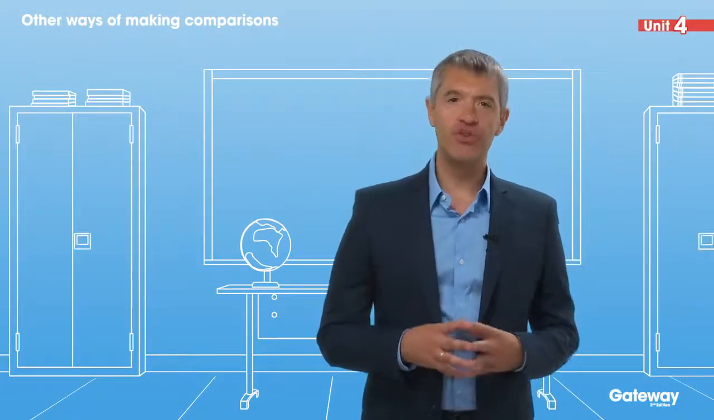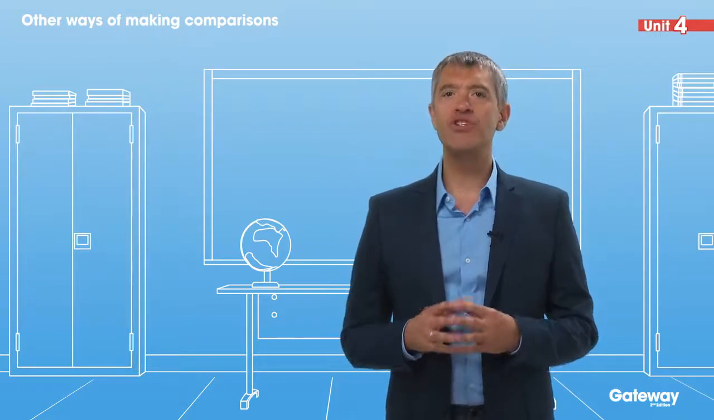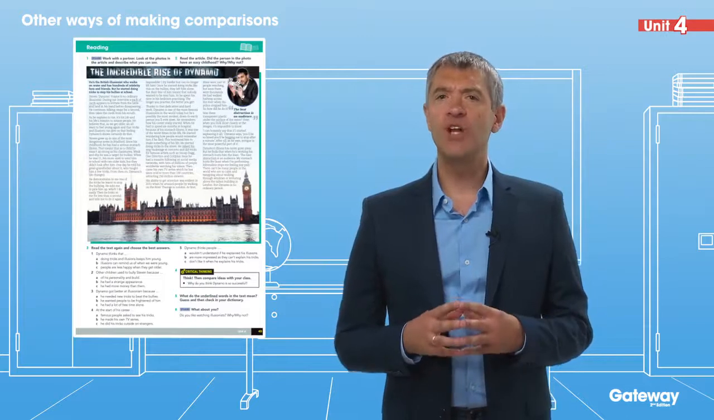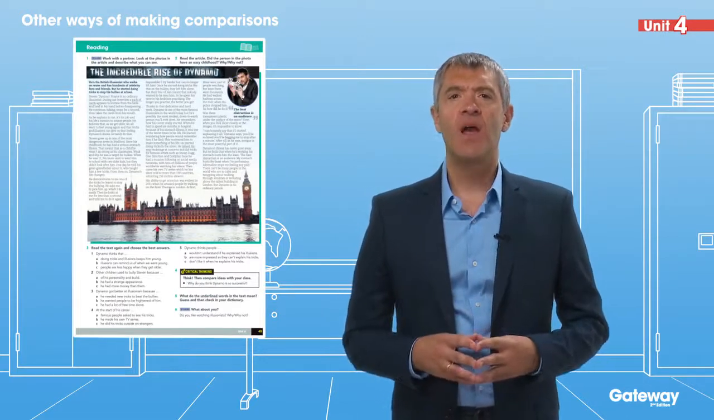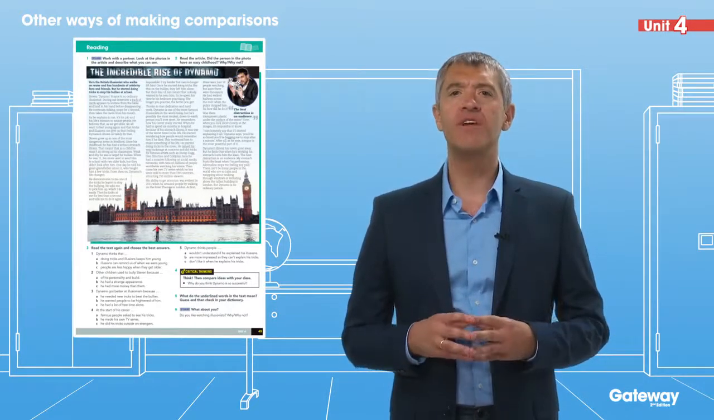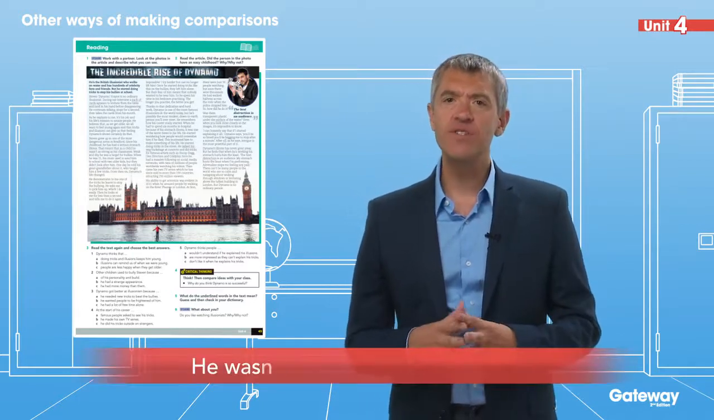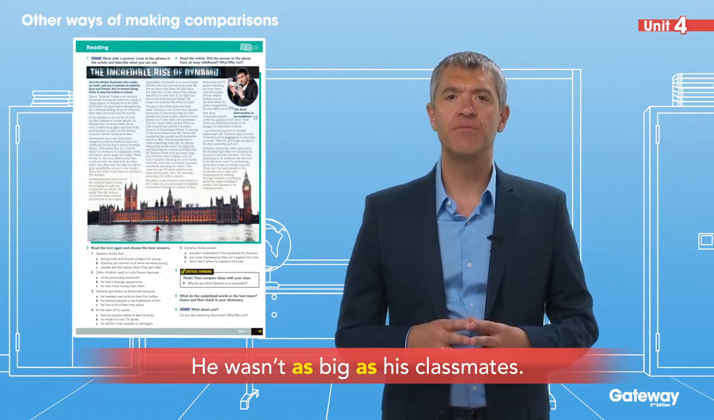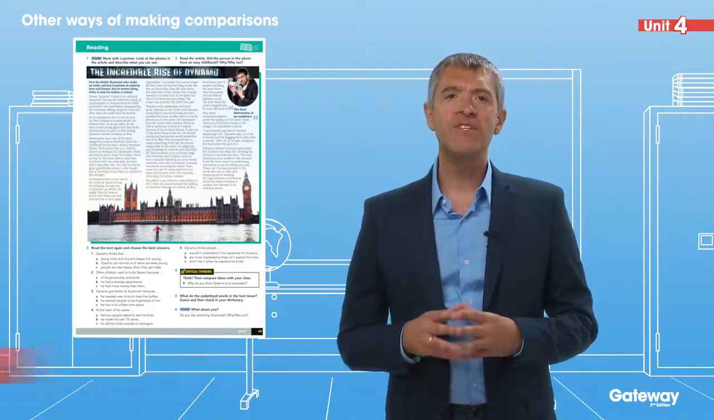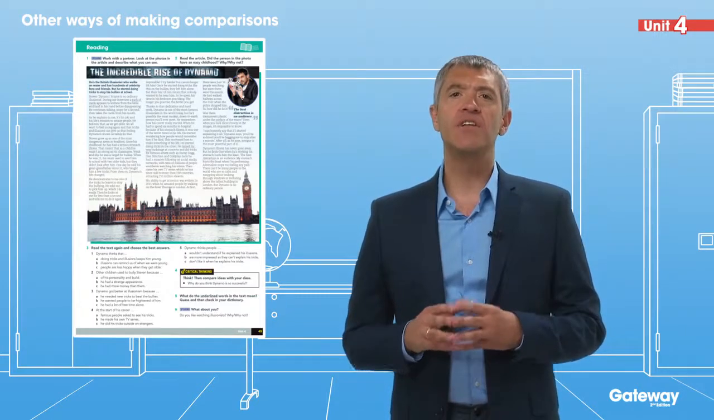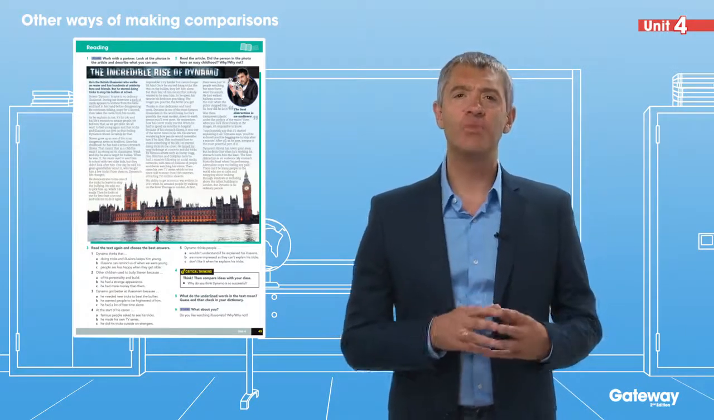In Unit 4 of the Student's Book, you read about the British illusionist Dynamo. Dynamo's childhood wasn't easy. He had health problems involving his stomach, and probably because of that, he wasn't as big as his classmates. Some of his classmates bullied him. He started doing tricks and illusions, and that helped the situation.